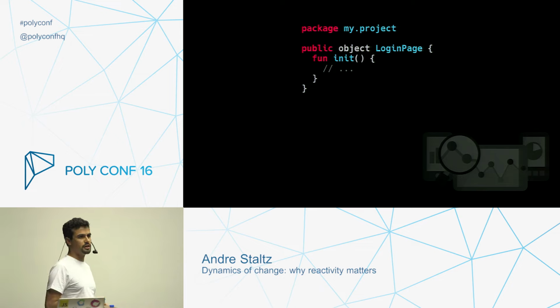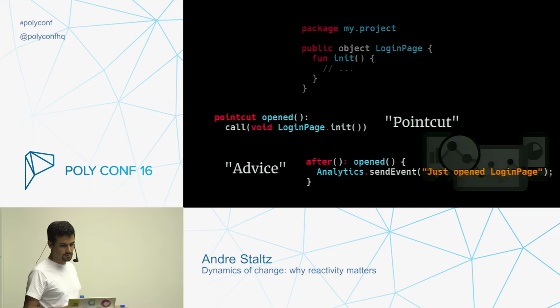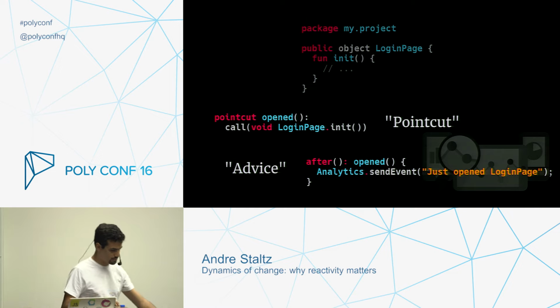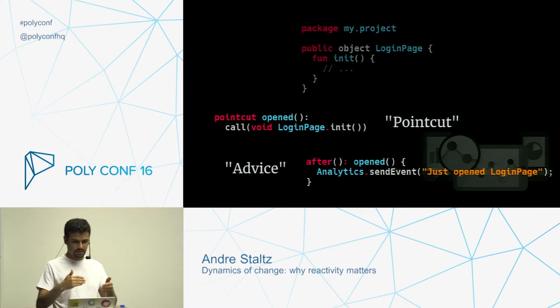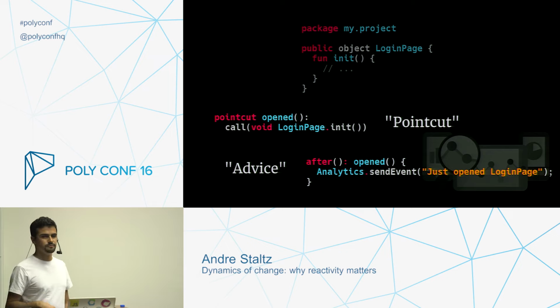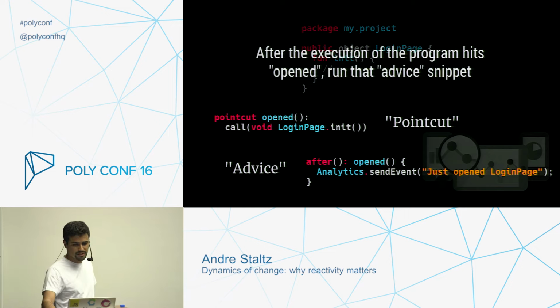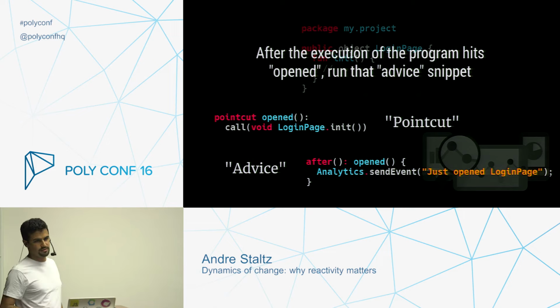Let's say you have a login page, and right now it has nothing related to analytics. That's good. It's only doing its login stuff. And with a framework called AspectJ for Java, you can do stuff like defining a pointcut, which is basically defined moments in the execution of your program. For instance, the login page was initialized. I'm going to call that opened. And then you can define an advice, which is code to be run whenever the execution passes those points. It's basically saying, after the execution of the program hits opened, run that advice snippet.